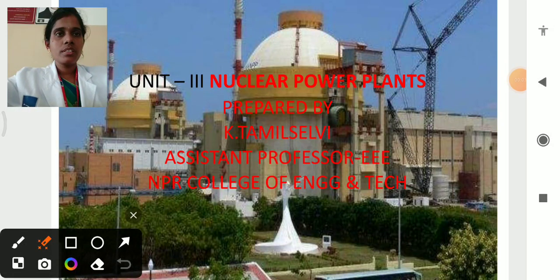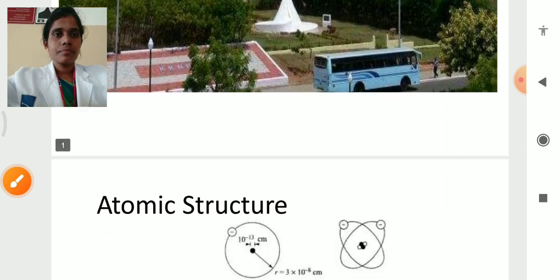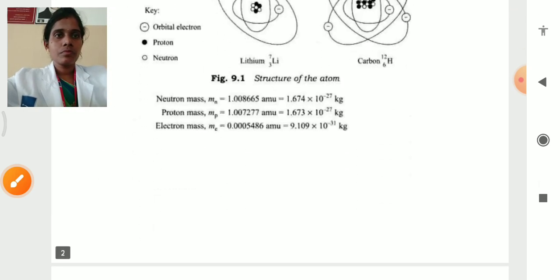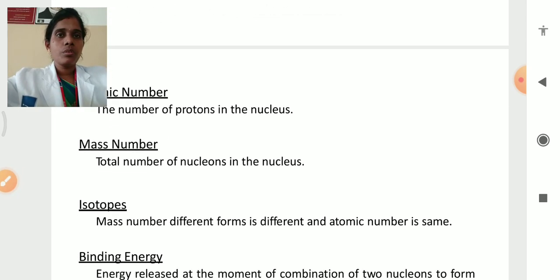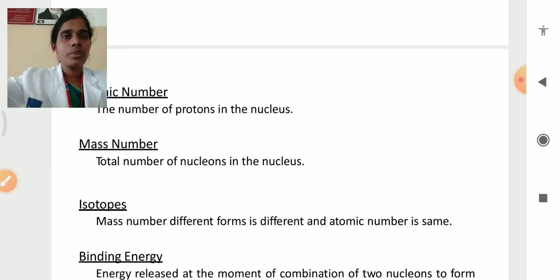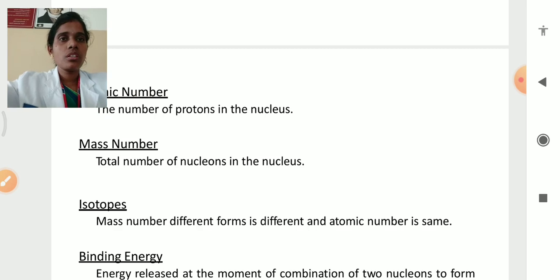So in this video, let us learn about nuclear power plants. Normally for a nuclear power plant, let us learn the atomic number. The atomic number is the number of protons present in the nucleus. Similarly, the mass number is the total number of nucleons in the nucleus.